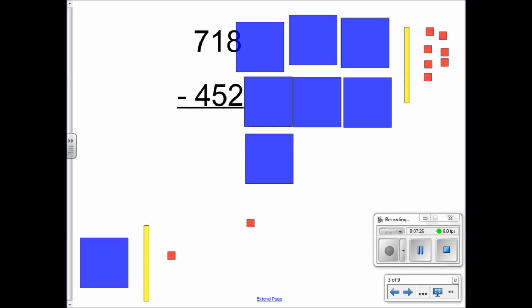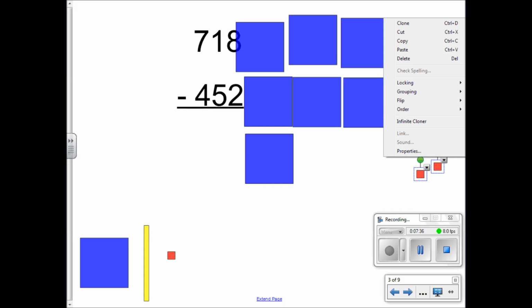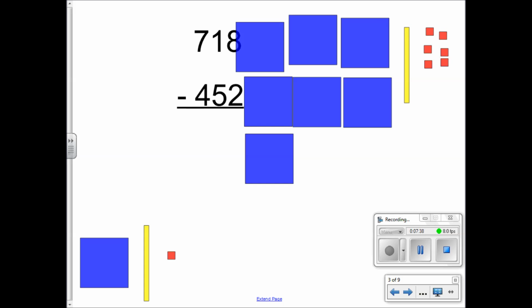We know that I'm going to start in the ones place. I have 8 ones. I'm going to subtract 2. Can I do that? Yes. I'm going to go ahead and pull these 2 down and cut them. Beautiful. So now how many ones do I have, everybody? 6. Now I have 110.